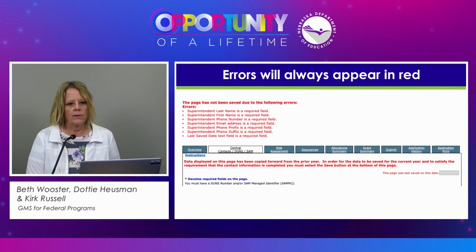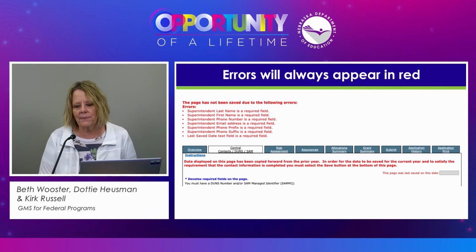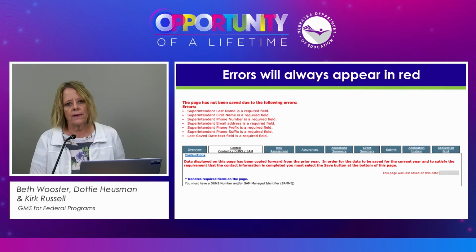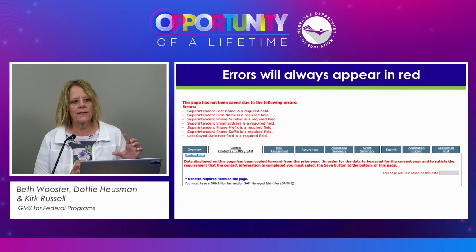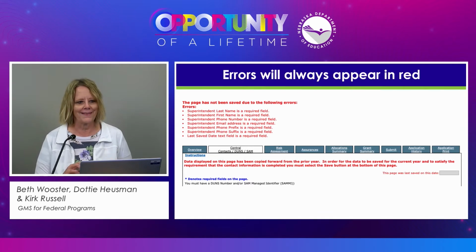Okay, so this is what sometimes happens. Districts go to click submit and there are errors, or they save a page at the bottom and all these red things show at the top and they're like, what did I do wrong? So always look at the top and say, oh, well, look at that. I forgot to put the superintendent's last name. I forgot the first name. I forgot the phone number. I forgot the email. I forgot the prefix for the phone number. I forgot a lot of stuff in regards to the superintendent.